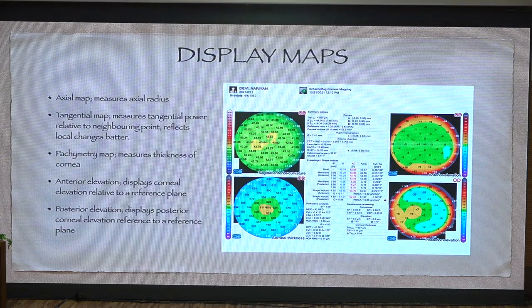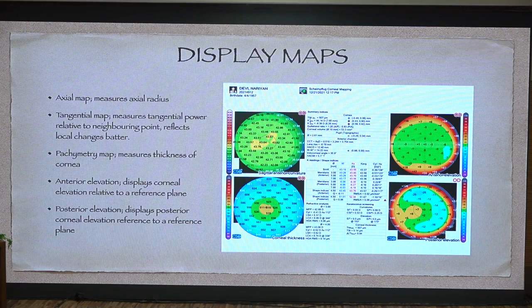Now these are the four display maps I just mentioned. One is the axial map, which measures the axial radius of the cornea. Then sometimes we can use the tangential map also, which basically measures the tangential power in relation to the neighboring points. So this highlights elevations more clearly than the axial map. Then there is a pachymetry map which measures the thickness of the cornea, then anterior and posterior elevations. So if there are abnormal areas like in keratoconus, you are seeing abnormal elevation in the cornea, so that also can be picked up by the anterior elevation and the posterior elevation.